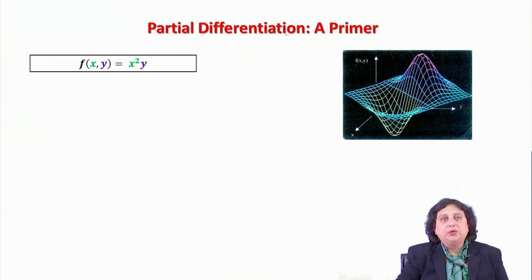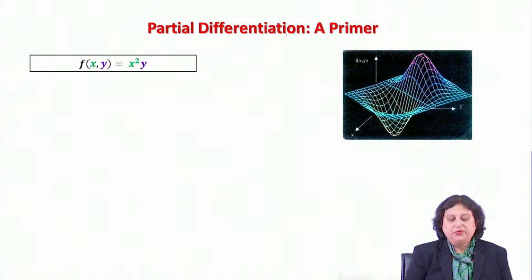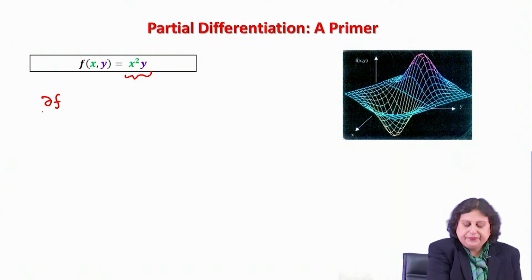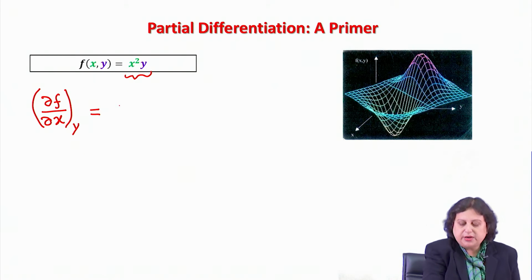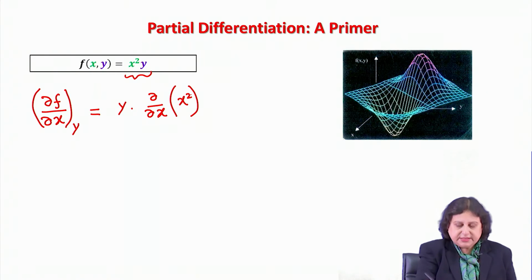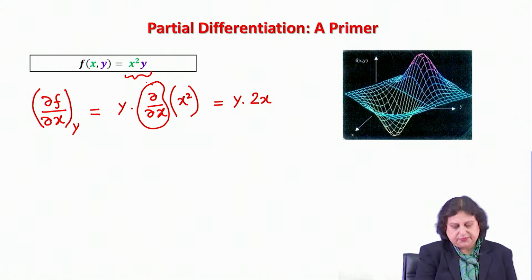Now, let me take one example over here. This is a function of two variables x and y, and its analytical form is given by x squared into y. So, let us now work out what is del f del x keeping y constant. Basically, what I will have to do is keep y constant and then do del del x of the rest of the function. The rest of the function is actually nothing but a function of x. So, the result would be y into 2x. Please try to understand that this portion is a simple differentiation.